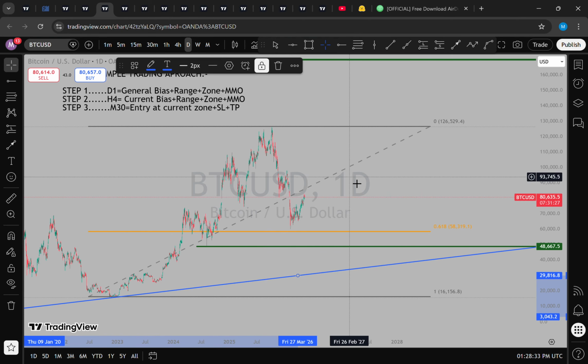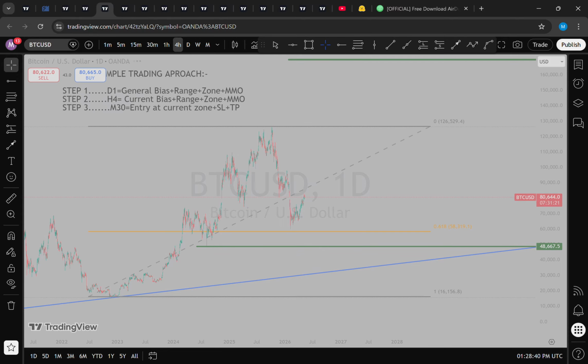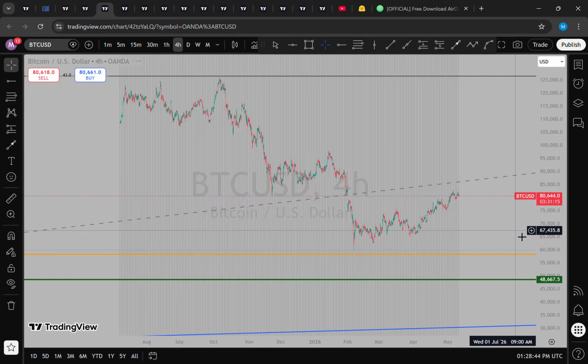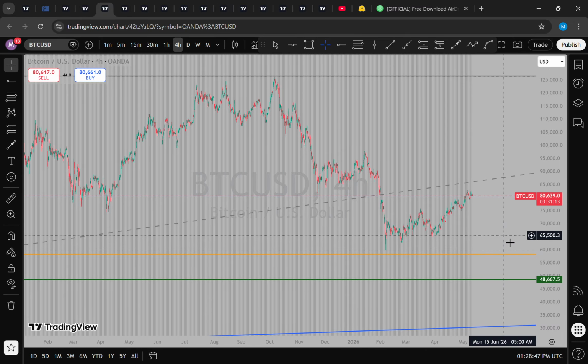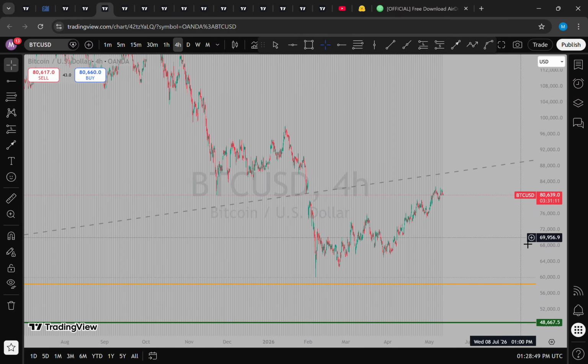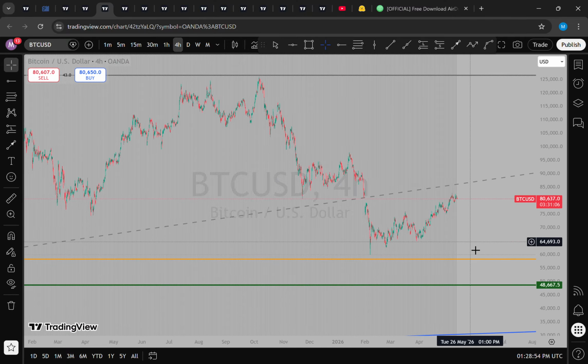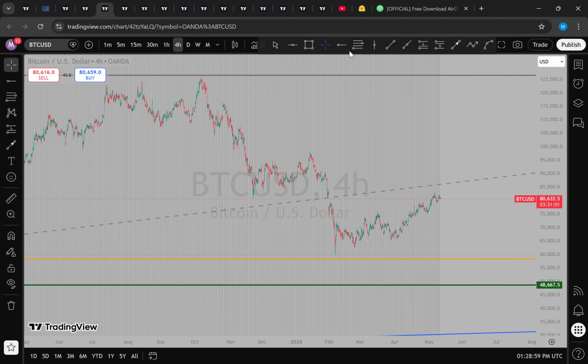Now I go to 4 hours, which is where the trading will be happening. Now 4 hours is currently selling. 4 hours is bearish. So we can see here 4 hours is bearish. It's been bearish.